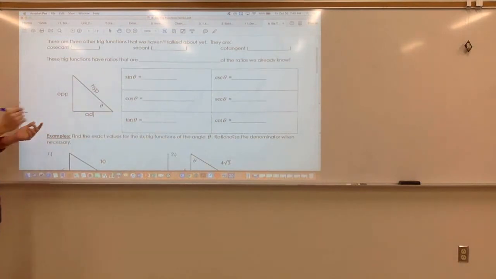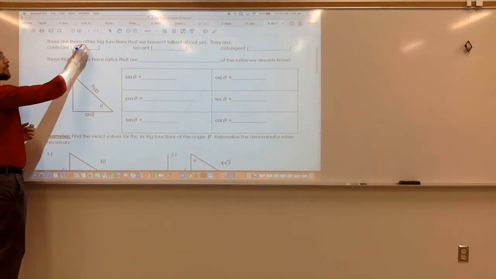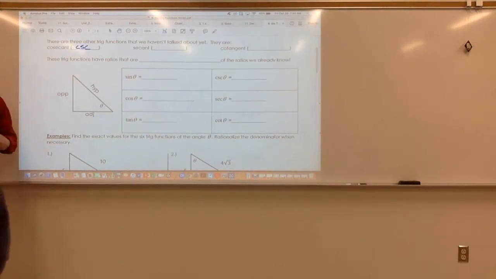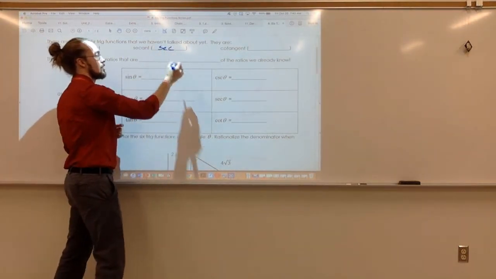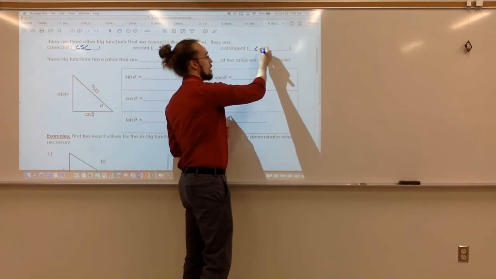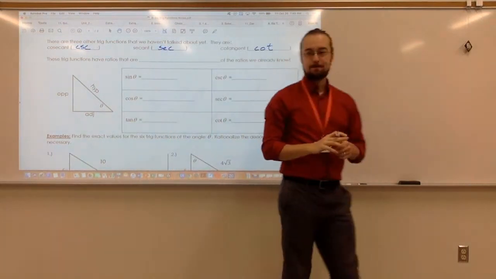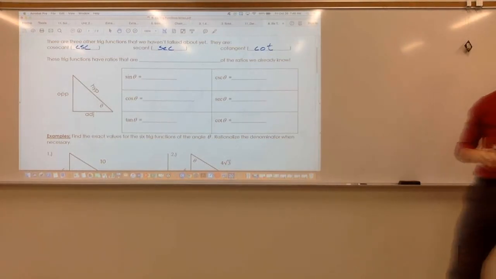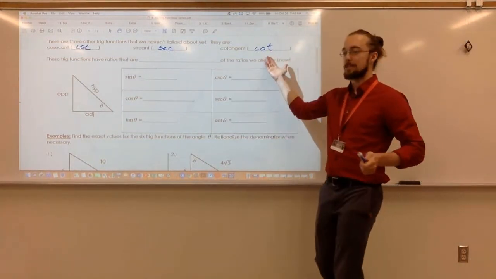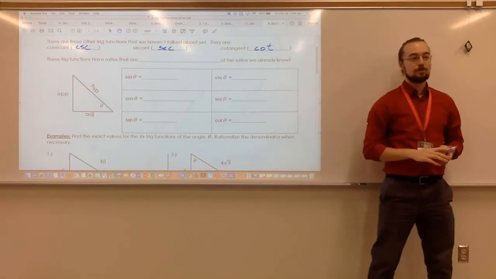Now the abbreviations for these: CSC, SEC, and COT. It's not cosec and cot. It's still cosecant, secant, and cotangent, even if you see those abbreviations.